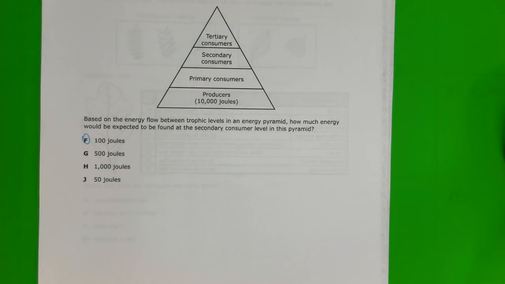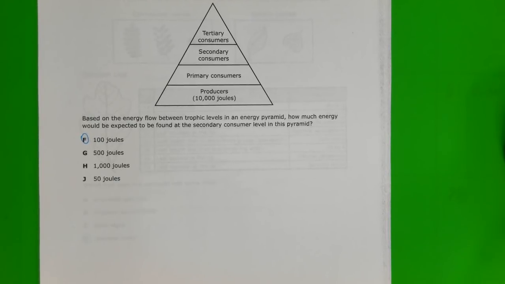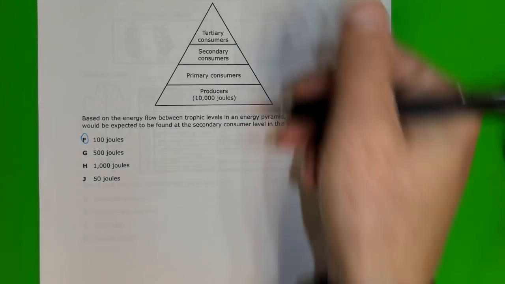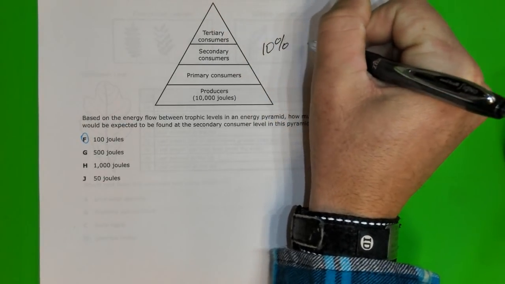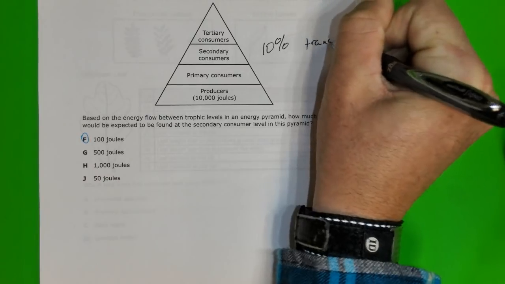24. The energy pyramid below shows the energy made available by producers based on the energy flow between levels in an energy pyramid. How much energy would be expected to be found at the secondary consumer level of this pyramid? So there's a rule. Every time you see a trophic pyramid like this, 10% is going to transfer to the next level.